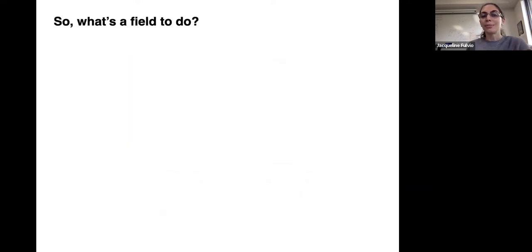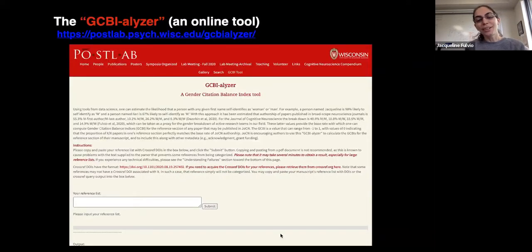And so what's a field to do? Certainly calling attention to findings like this is a great start, and we see this happening across domains, actually, not just in our own. But beyond that, this is where our Gender Citation Balance Index web tool, or GCBIalyzer, as we were calling it, came in. After we wrapped up the analyses that summer and prepared the manuscript to report the results to the journal and to the field, I spent a month or so at my kitchen table in the fall of 2020 developing the web tool.